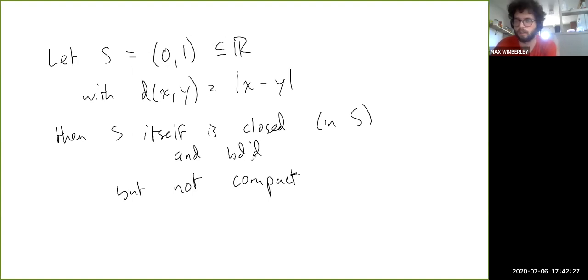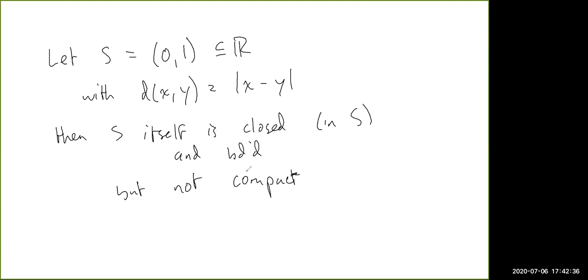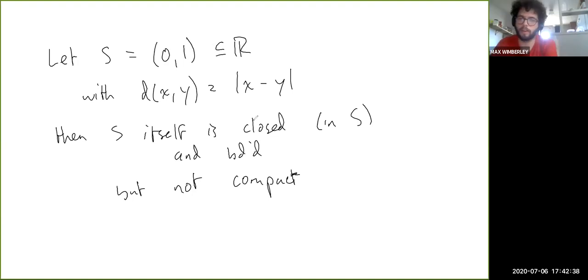So S is not compact in itself. Even though it's still closed and bounded, right? As weird as that may seem. It's just like a technicality. It's a technicality that comes from considering S as a subspace, basically.